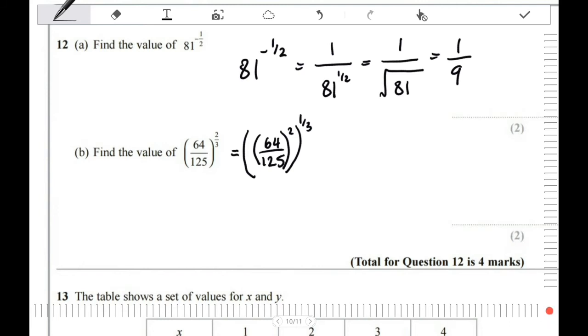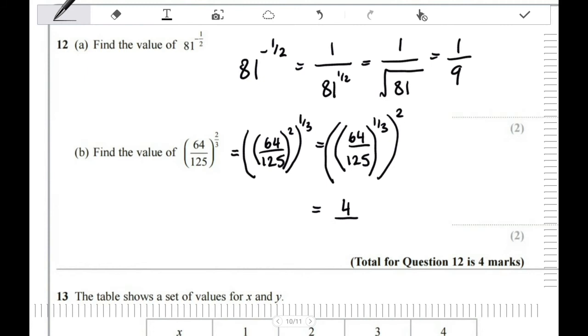In fact, we can actually write it as 64/125 to the power of 1/3 and then square it. So you can do both ways. I'm going to choose the latter way because it's easier to cube root 64 than it is to square it. In this case, 64 cube rooted is 4, because 4 times 4 is 16, and 4 times 16 is 64. So that's 4, and this is 125.